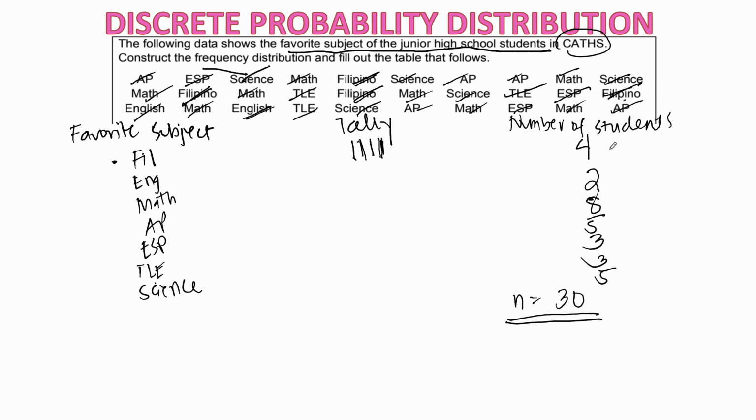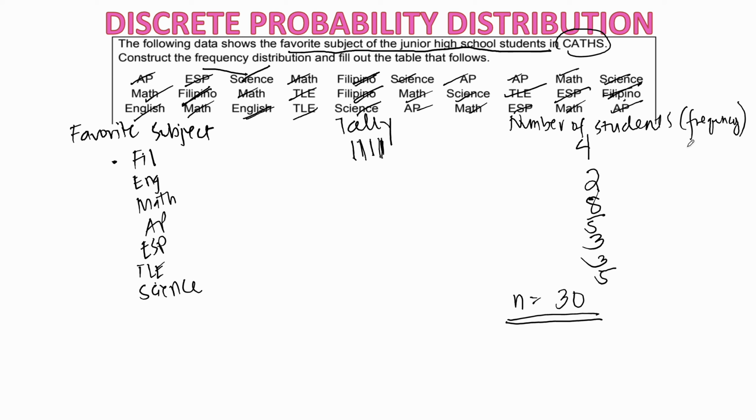Kasi itong number of students na to, pwede din ito maging frequency. From the word itself, frequency o pagiging frequent, no? Gaano kadalas ang nagsabi ng student na ang favorite subject nila ay ganito. Okay? Kaya siya frequency. Okay?